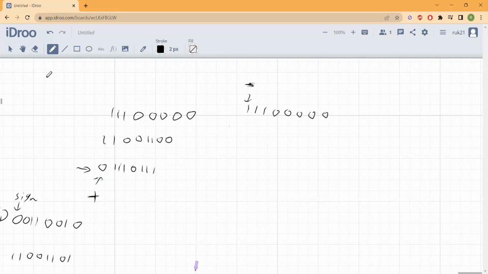Okay, so the first step, as I said, if you're trying to find what this is in decimal, you're going to subtract 1. So we're going to subtract 1.